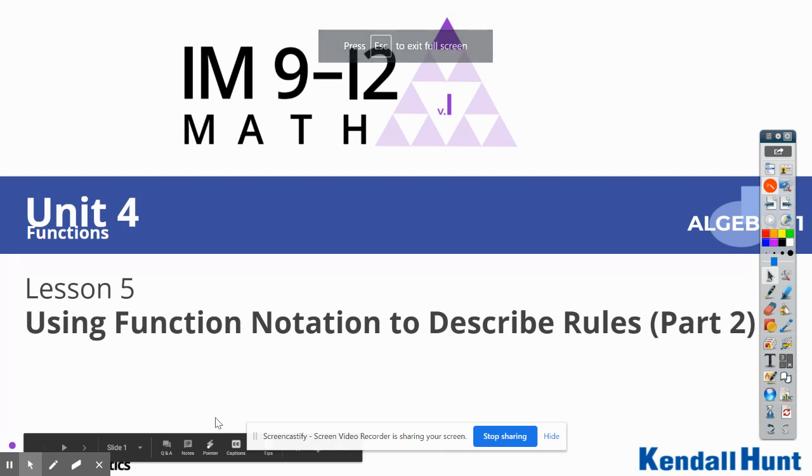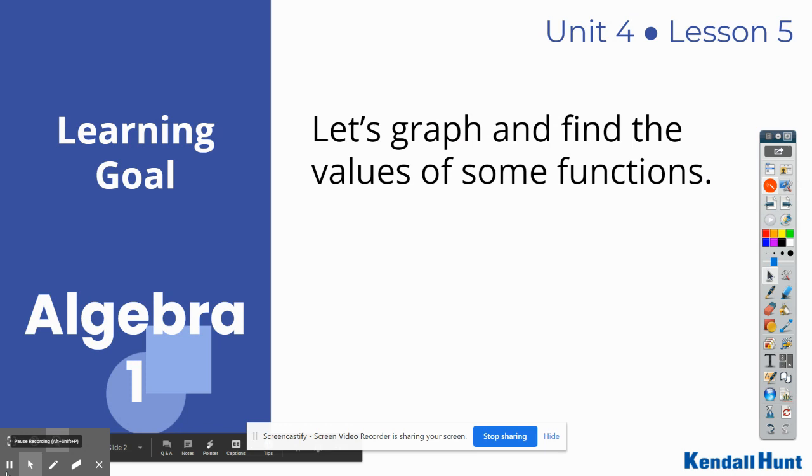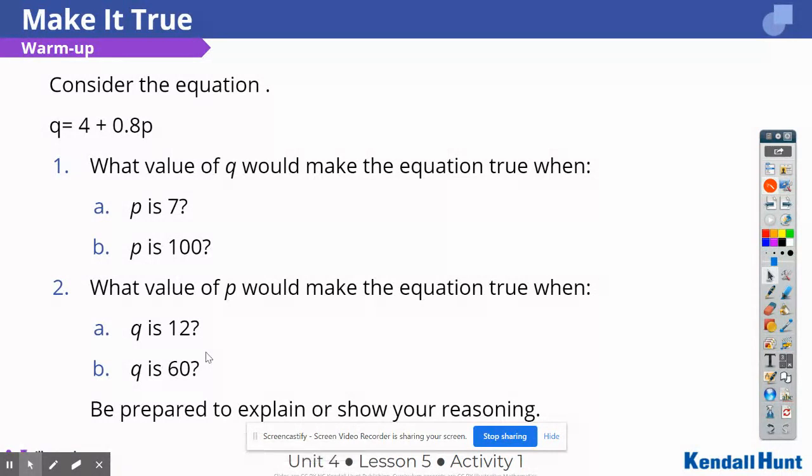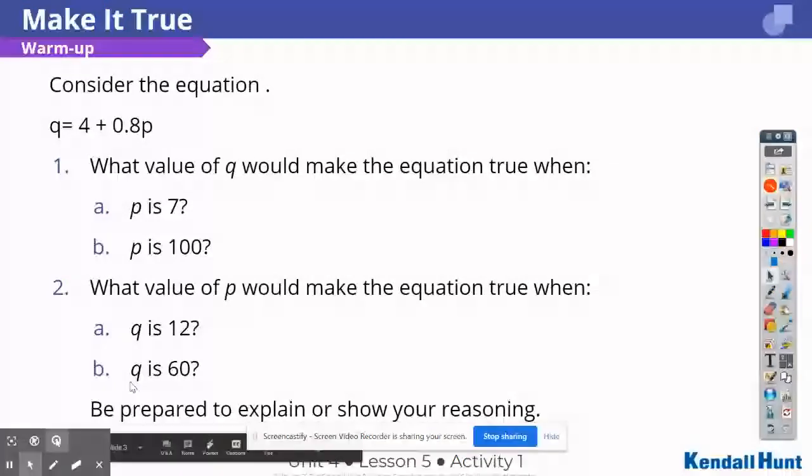All right, today we're going to use function notation to describe rules for part 2. All right, so I want you to evaluate each of these if P is 7, 100, or Q is 12, or Q is 60 in the equation Q equals 4 plus 8/10 P.